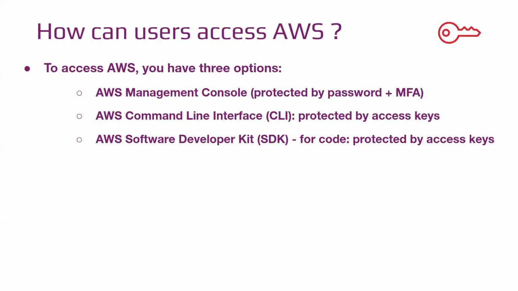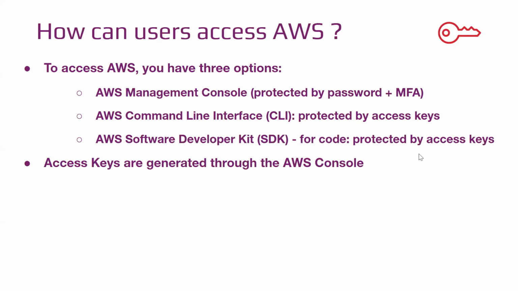For code, for example, if any application wants to connect to AWS, we cannot pass the password or provide the access keys on the fly. For example, if there is an application that wants to connect to Snowflake, it will use the SDKs, the AWS software development kits. These also use access keys, meaning in the code itself we need to pass these access keys. Okay.